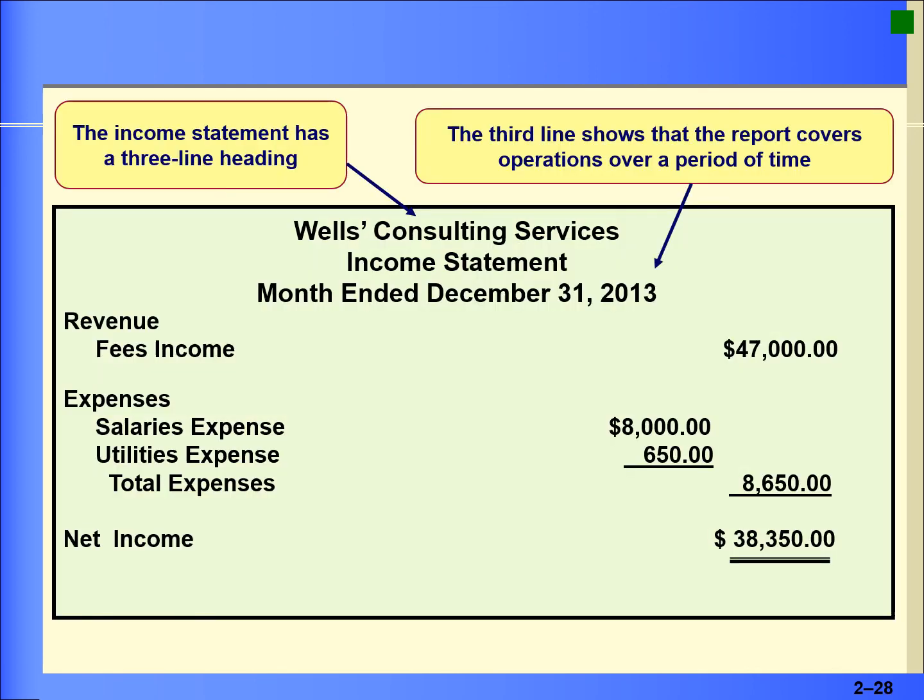As you can see in this one, here is an example of an income statement. Notice you've got a date for the month ended. Notice you've got the revenue here. Here's your expenses. You add up your expenses, you subtract those from the 47,000, and you arrive at a net income of 38,350. That's called your net profit.